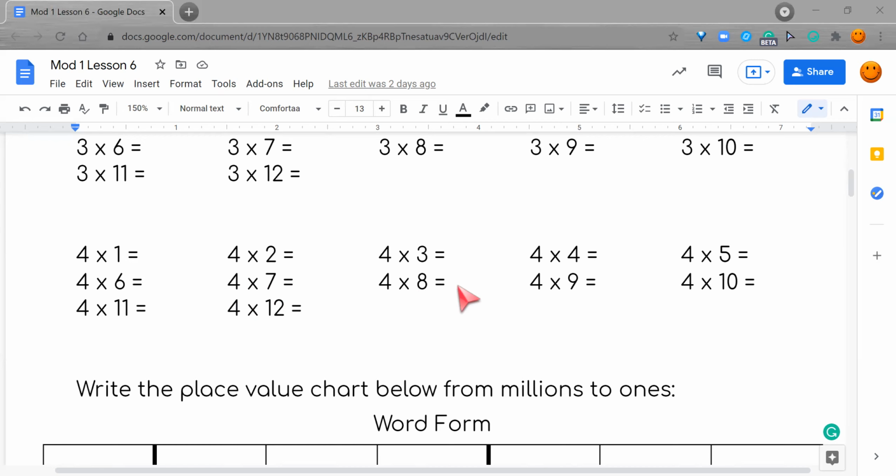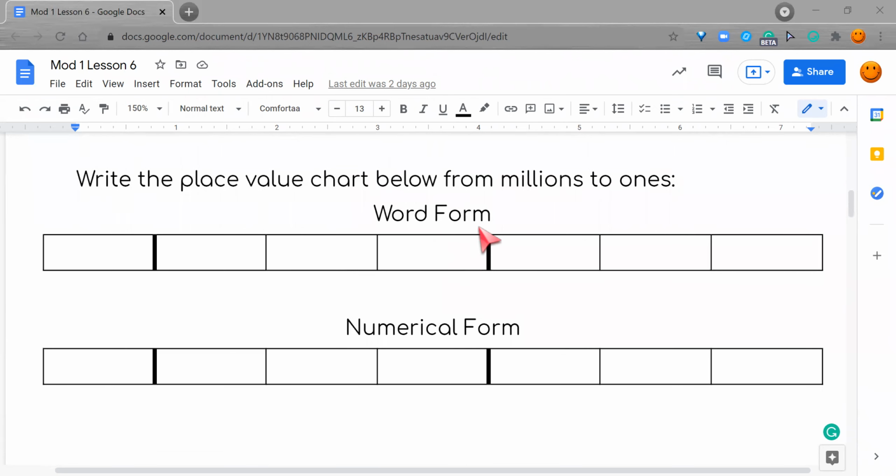4 times 8 is 32. 4 times 9 is 36. Guys, you're amazing. 4 times 10 is 40. 4 times 11 is 44. 4 times 12 is 48. Great job, you guys. Keep it up. I'm very proud of you. Keep going. Now let's track out our place value.